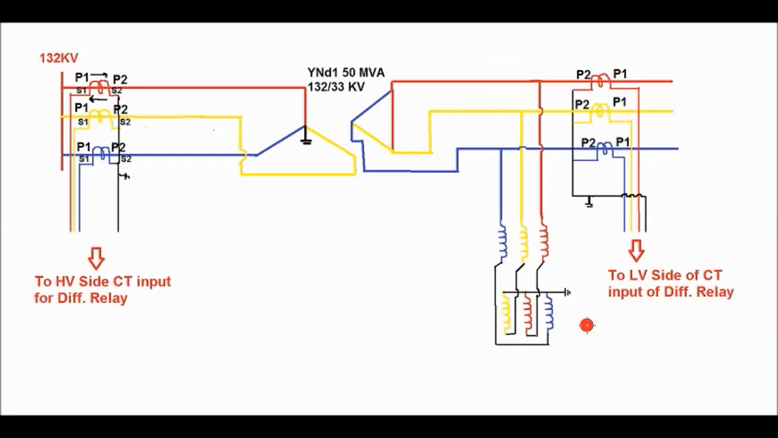Now let us consider another case, for the same transformer, that is the 132 by 33 kV 50 MVA YNd1 type transformer. The earthing transformer in the LV side is connected inside the zone of the differential relay. That is, there is a dedicated earthing transformer provided for the transformer LV side. Okay, so you can see that the earthing transformer is connected inside the zone of the transformer. So what will be the setting for the zero sequence filtering in the LV side?